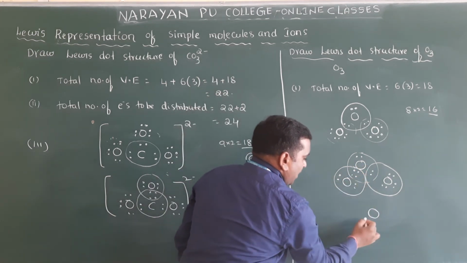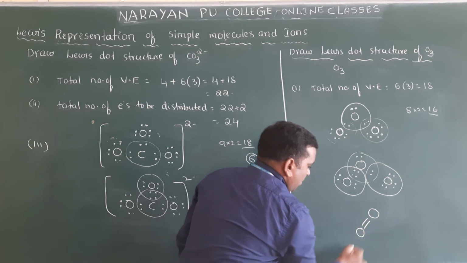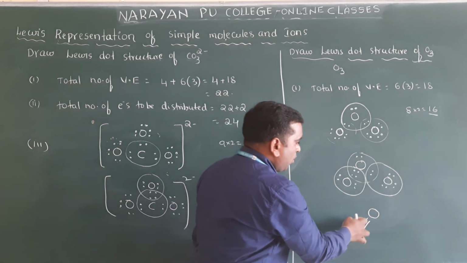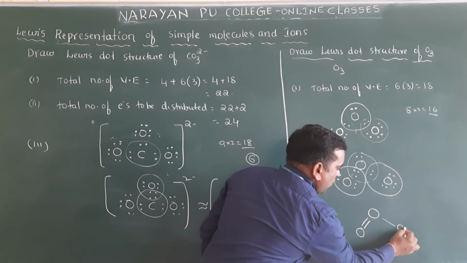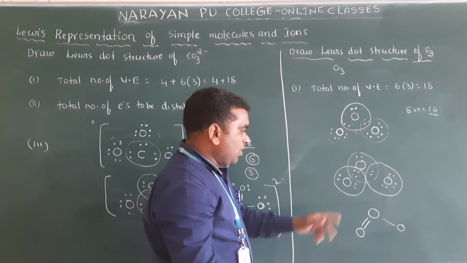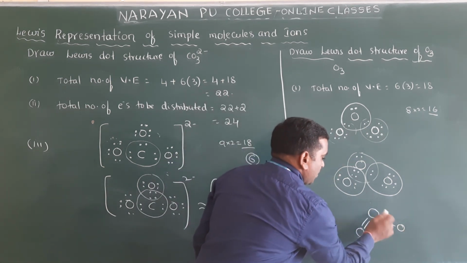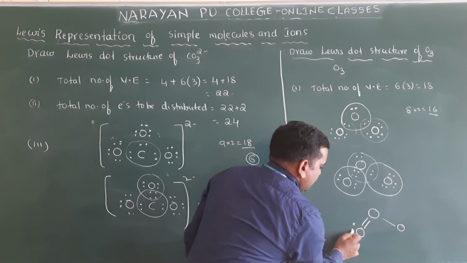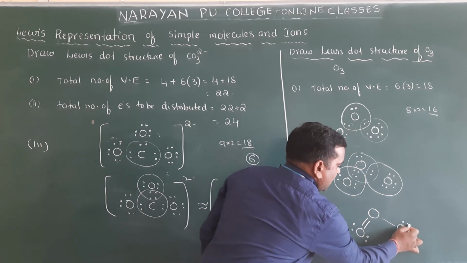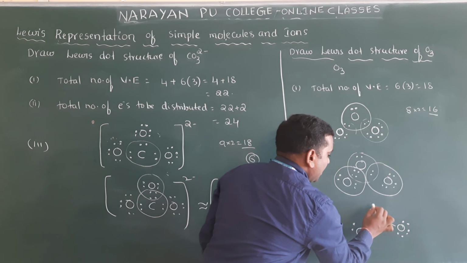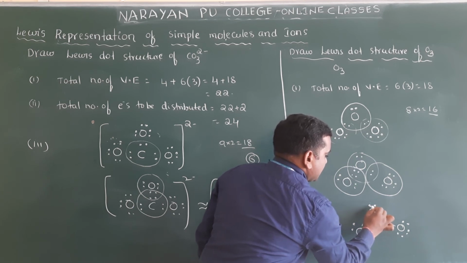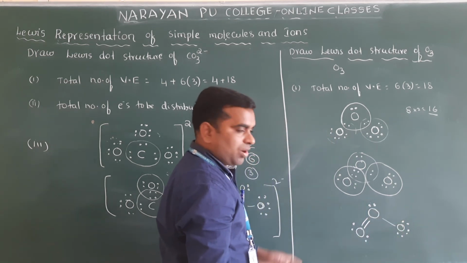And two pairs of electrons are there. There are two double bonds. Clear? Two bonds here, and here there is one bond. But while we are writing this, we have to write the electron pairs. This is oxygen with two electron pairs. This oxygen will have three electron pairs, and this oxygen has one pair of electrons.